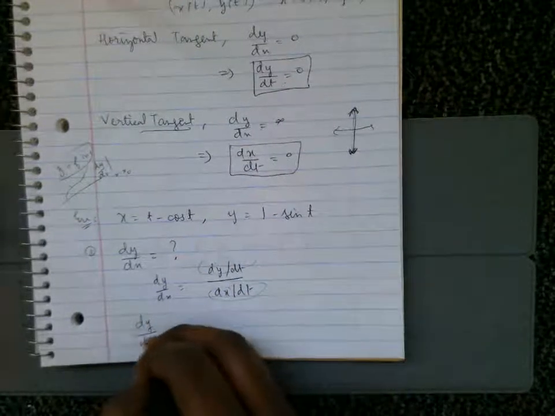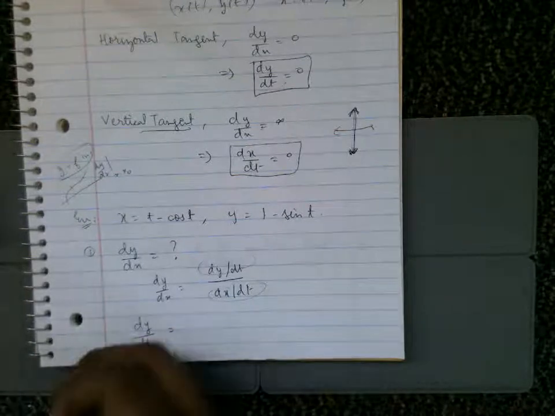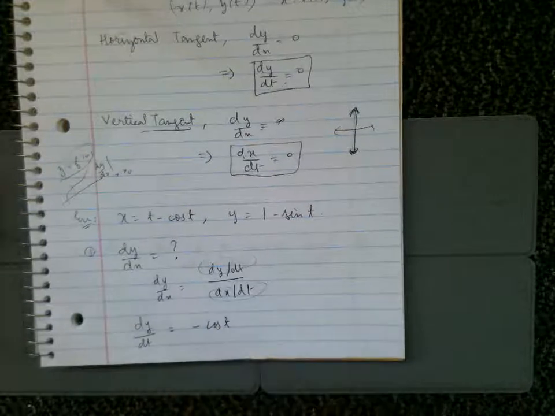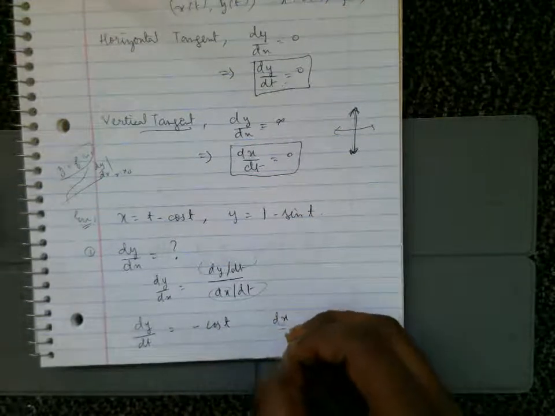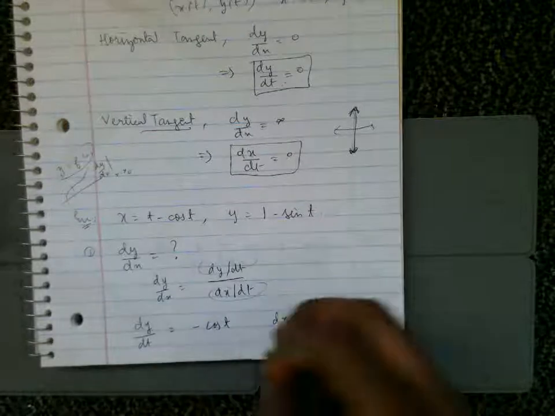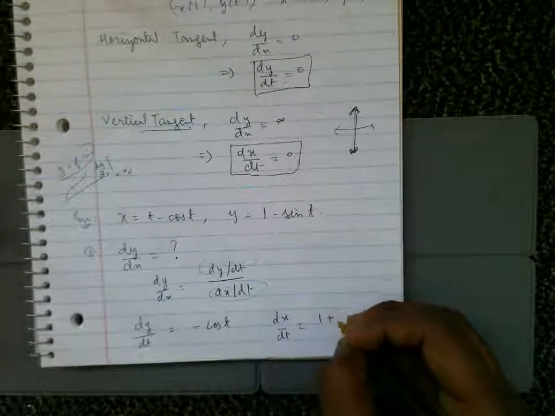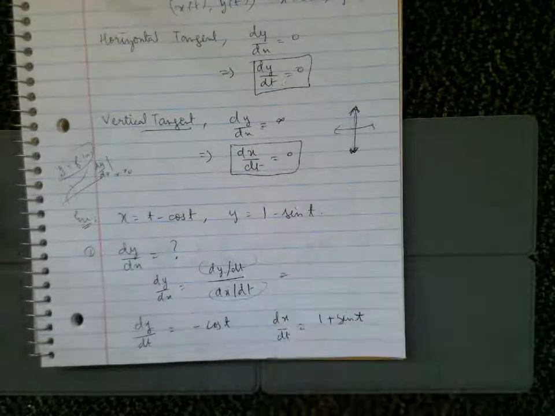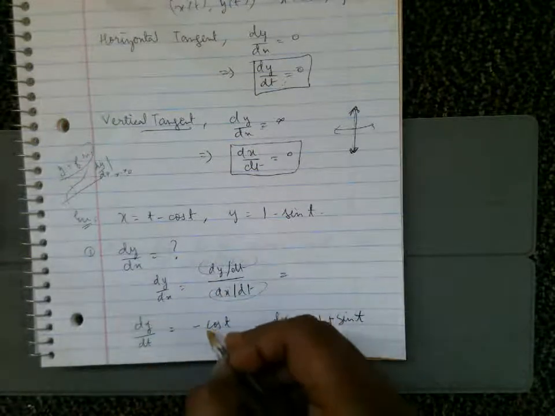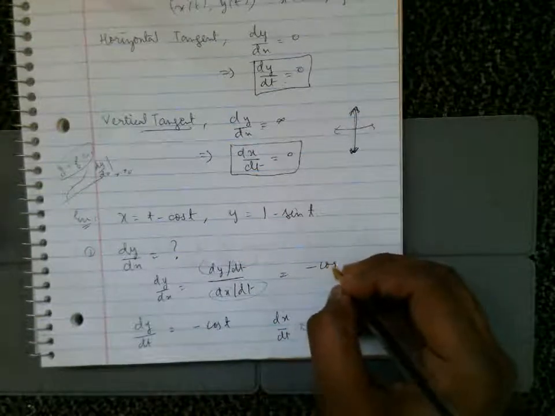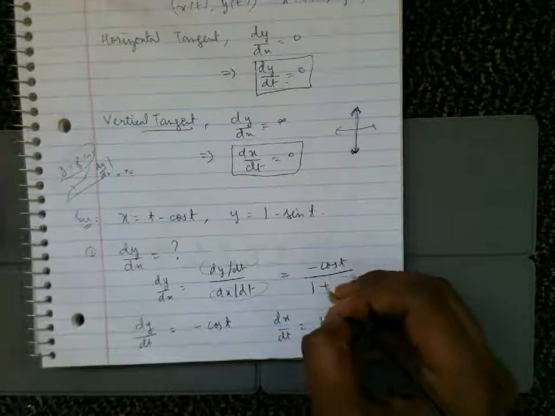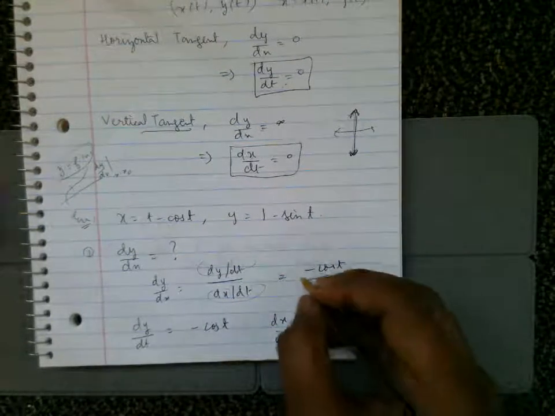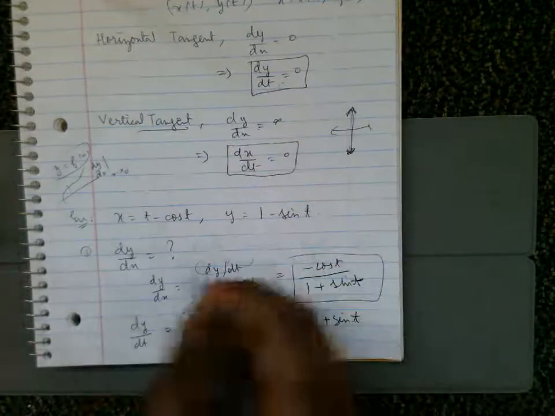So the derivative of y with respect to t is nothing but minus cos t, and the derivative of x with respect to t is nothing but 1 plus sin t. So this is equal to this divided by this. So minus cos t divided by 1 plus sin t, which is the final answer for the derivative.